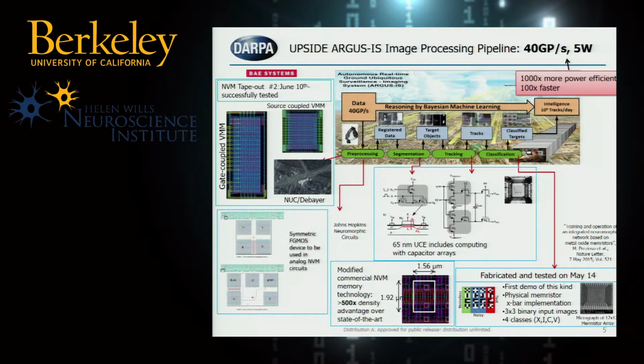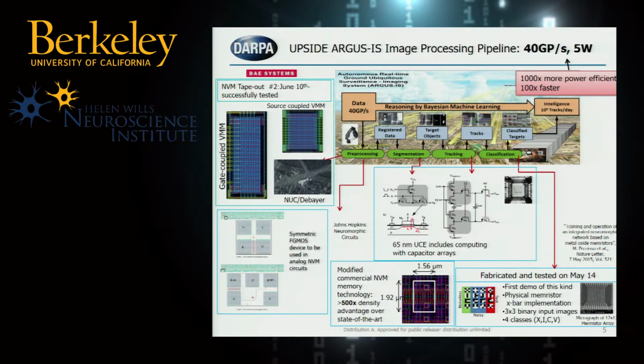The current pipeline has a roughly 3.5 kilowatt power requirement, and with the UPSIDE technology, the projection is that they will meet the roughly 100 times faster and 1,000x power efficiency improvement, allowing them to process 40 gigapixels per second, and this is through the entire pipeline, and then also doing it at 5 watts. So this is an example of what's possible with neuromorphic light computation using analog computing.